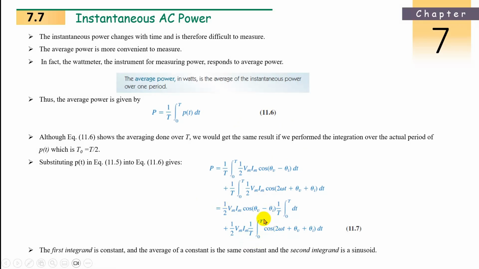Now this part depends upon the time. The average of a constant is the same as the constant, when you take the integral. The second integral is a sinusoid. Cos will become sine, then a big equation will come, but we are not going into that. We are just concentrating on this. So it becomes the same, half Vm Im cos(theta_v minus theta_i) only.